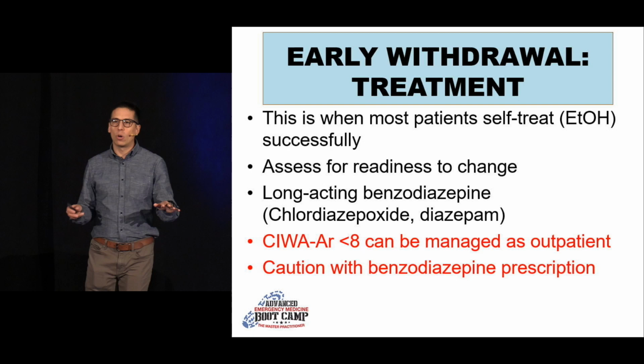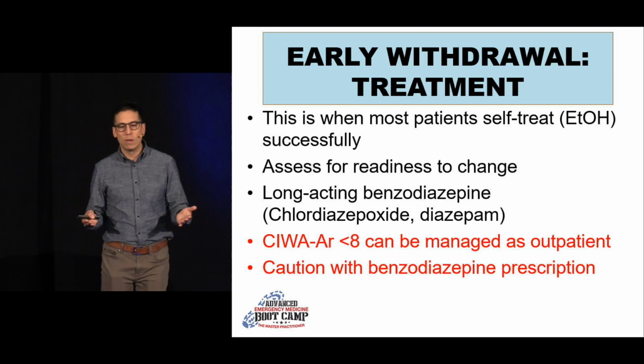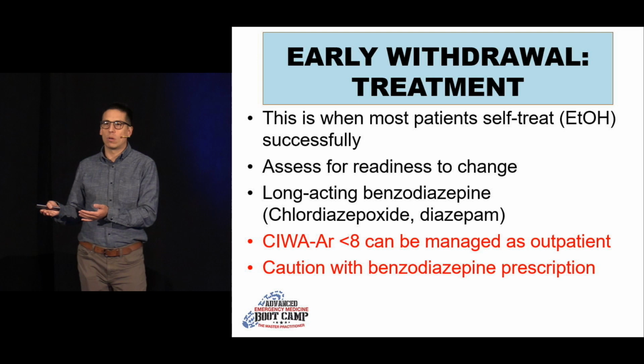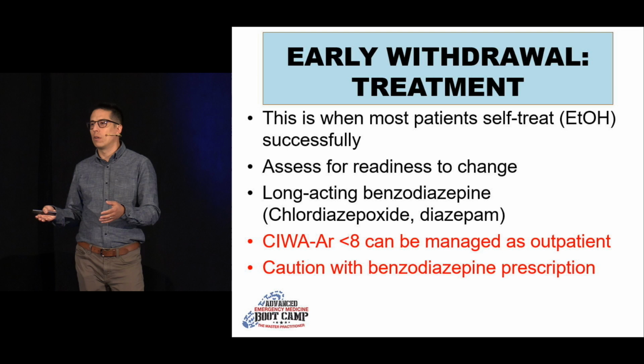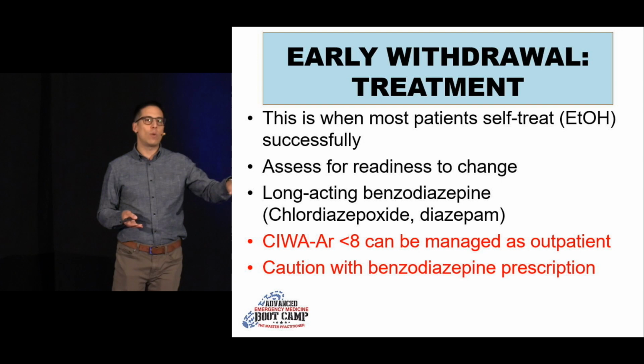One of the things that's been borne out in the ED literature is assessing their readiness to change, performing a screening and brief intervention. If they are ready to quit drinking, then I will give them a long-acting benzodiazepine, something like 25 of chlordiazepoxide (Librium) or 10 of diazepam (Valium) by mouth, and send them home. The literature suggests that if the CIWA is less than 8, they can be safely managed as an outpatient.